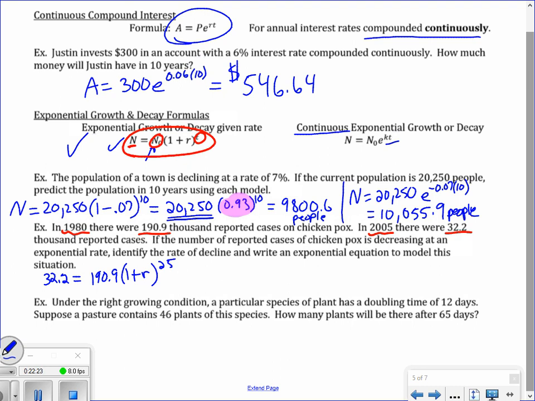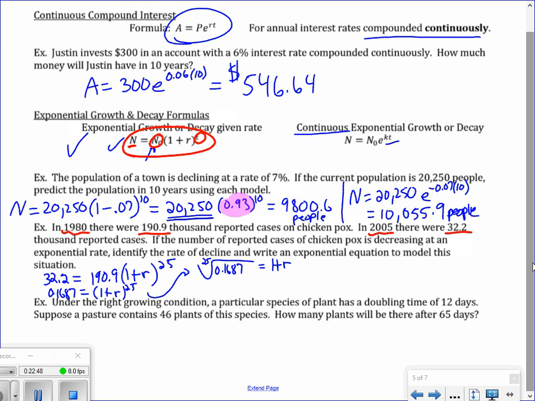So I get 0.1687 equals 1 plus R to the 25th. You don't often do this, but I need to take the 25th root of both sides. So the 25th root of 0.1687 is going to equal 1 plus R. And then I'm just going to subtract 1 from both sides.